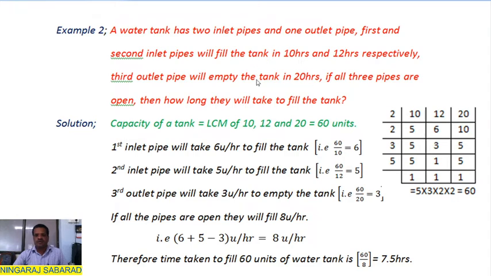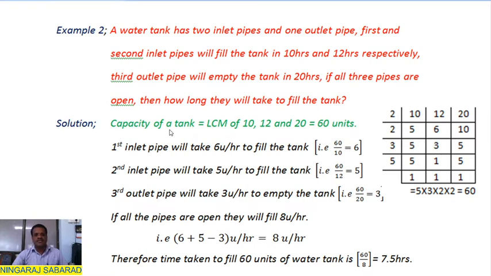I hope you understood the problem. For this water tank there are three pipes, two inlet pipes and one outlet pipe. Their respective times are given here: 10 hours and 12 hours to fill the tank, and 20 hours required to empty the tank from the third outlet pipe. This is the data given in the problem itself. We are supposed to calculate the time required to fill the tank if all three pipes are open. Again I am following the same method as in the previous example.